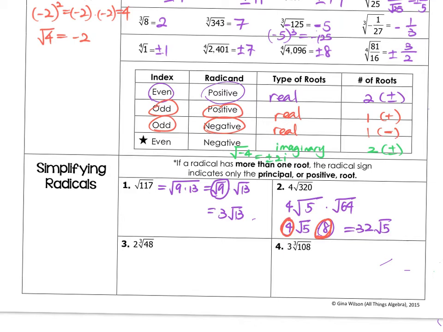Okay, so the third one, I have 2 cube root 48. I recognize that 8 is a perfect cube. And then after 8, I would have 6 left. 6 times 8 is 48. So it becomes 2 times 2, cube root of 6. I have 4 cube root of 6 there. Okay, I'll leave the last one for you guys to do. That's your final answer in this one.